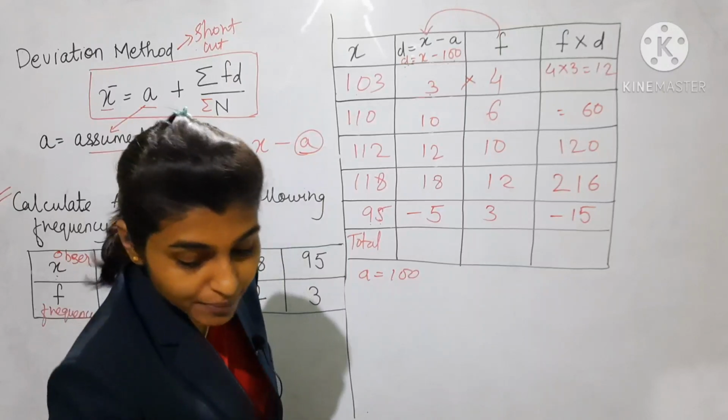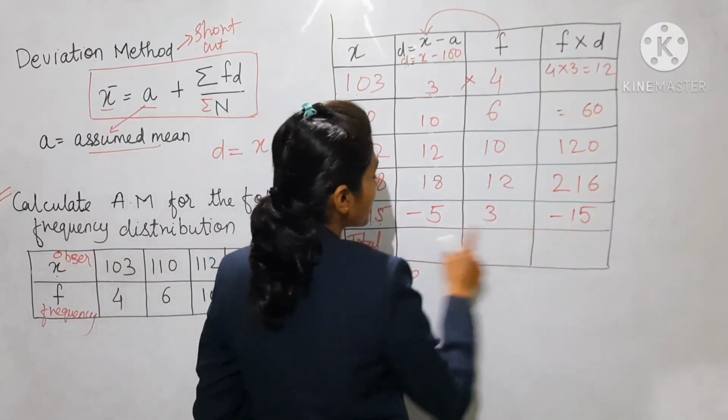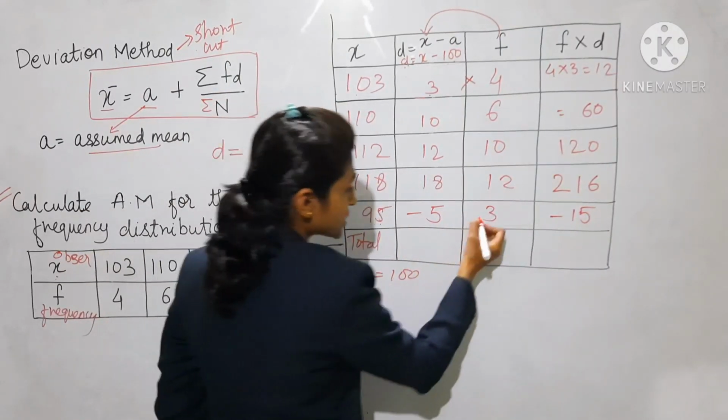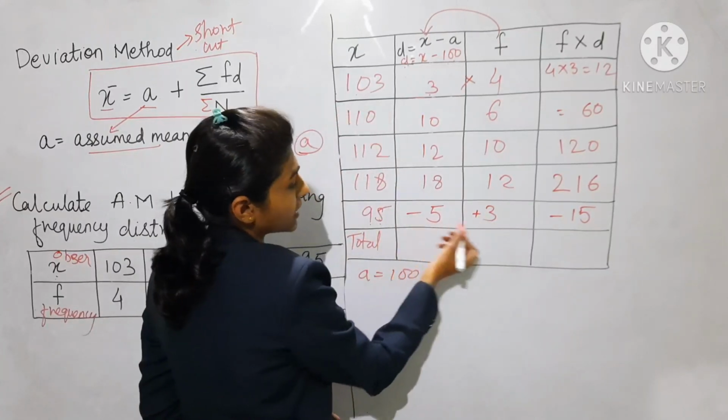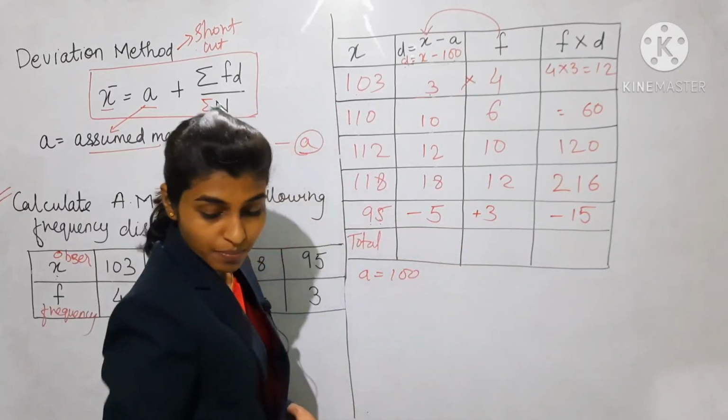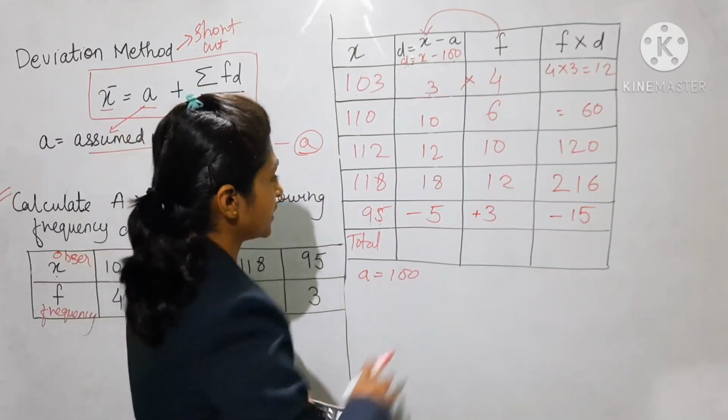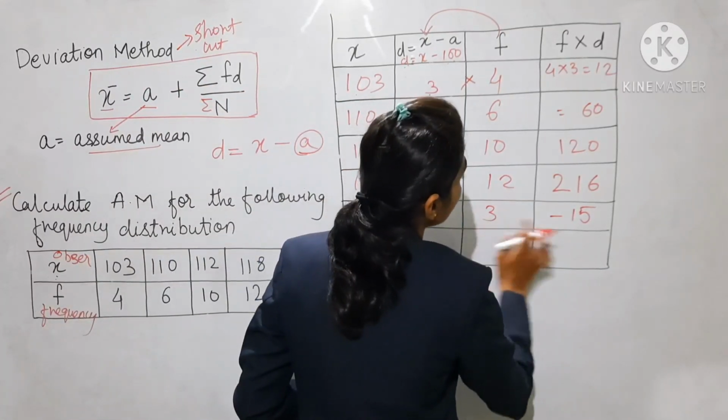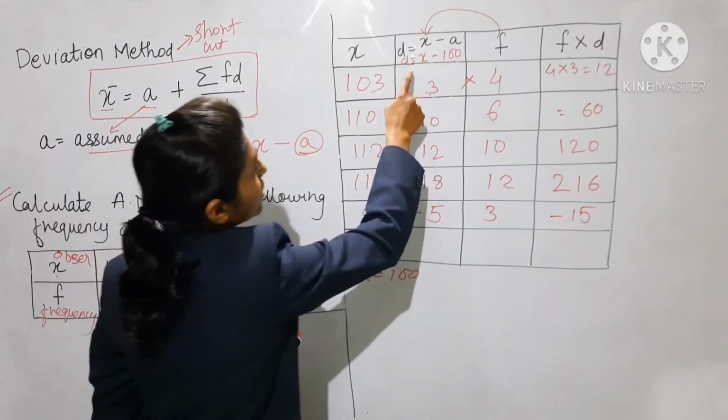Okay, now why am I taking minus 15? Because of the sign of the greater number. This is positive 3 and minus 5. So minus times plus gives minus, so minus 15. Okay, so I hope you have understood how I got the D value.